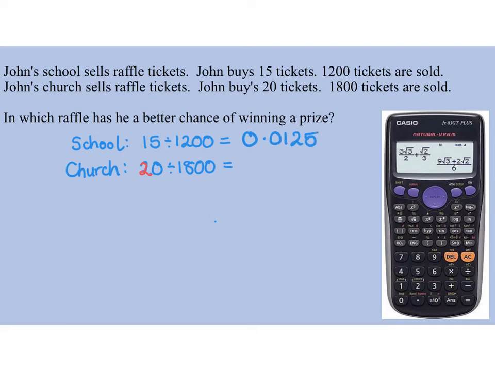Okay, and then the next one, 20 divided by 1800. Now this one's just come out with the dot above it. So I'm going to press my SD button again. The answer we want has got lots and lots of ones after it.